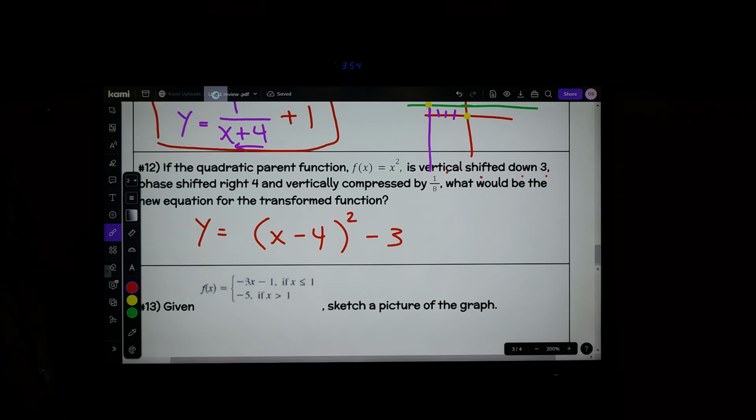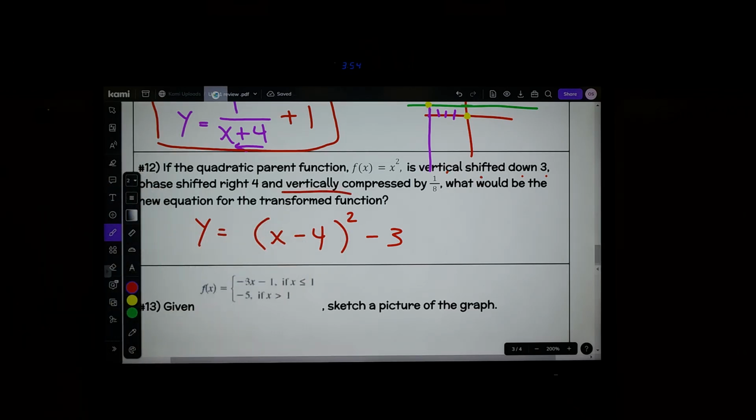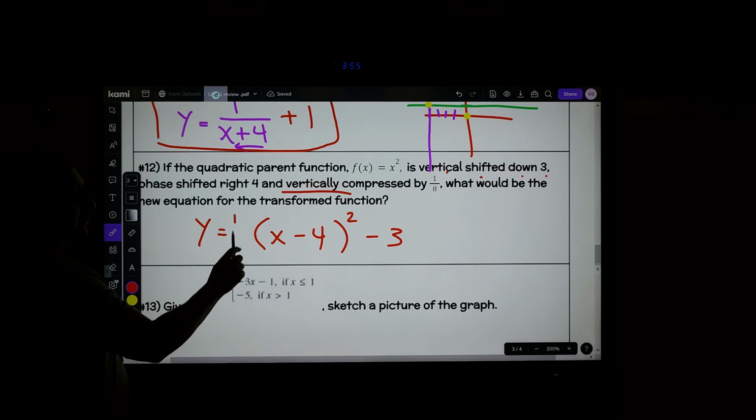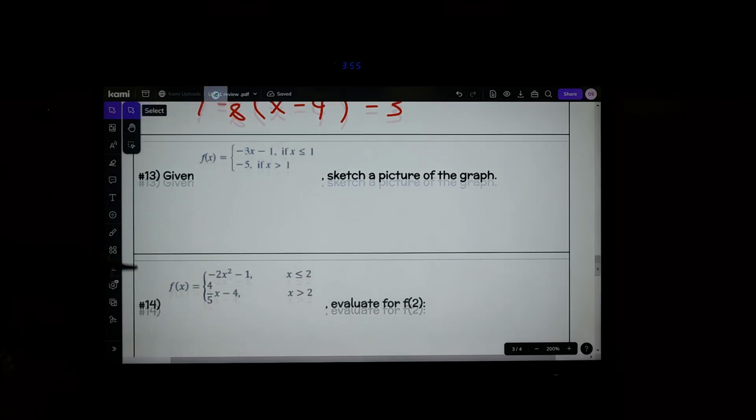In the inside. Now, look at this one. If you see the word vertically, it doesn't matter if it says stretches or compresses. The fact that it says vertically automatically goes out here. It doesn't even matter what it's doing. A goes there. And that'll be it. That's all they said. Okay, that's your equation. We'll come back to that one.